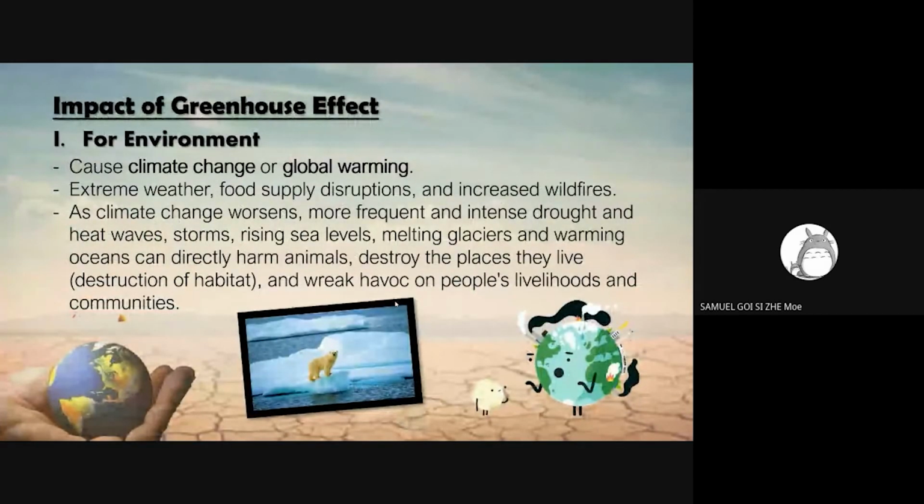Okay, now I will explain the impacts of the greenhouse effect. First, I will talk about the effects on the environment. The greenhouse effect will cause climate change and global warming, such as extreme weather, food supply disruption, and increased wildfires. As climate change worsens, more frequent and intense drought, heat waves, storms, rising sea levels, melting glaciers, and warming oceans can directly harm animals or destroy the places they live, and wreak havoc on people's livelihoods and communities.